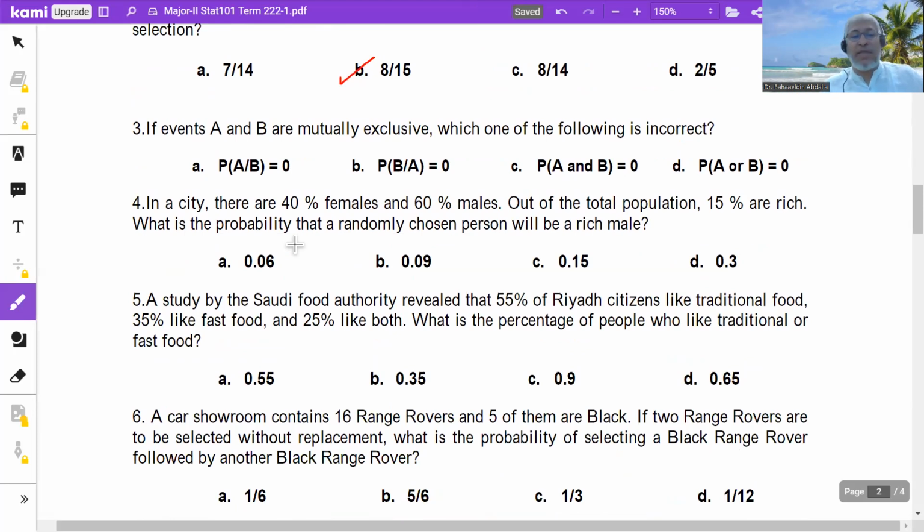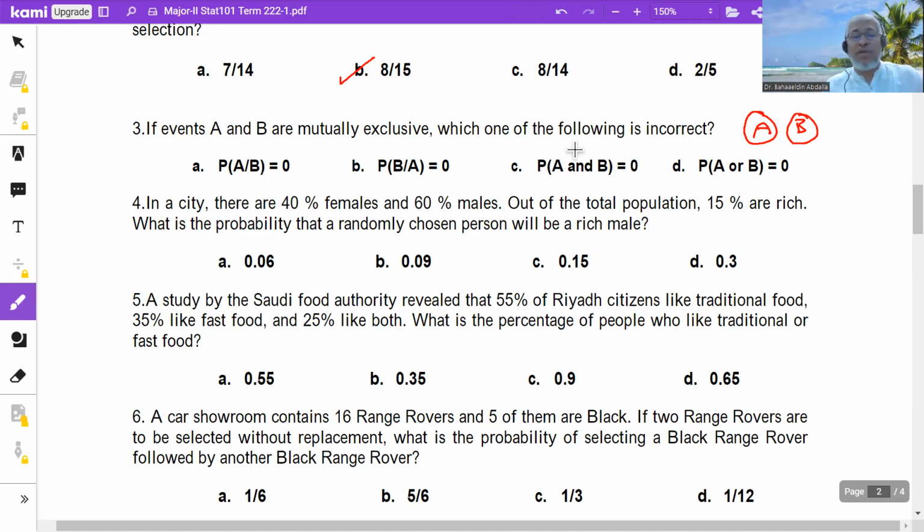If events A and B are mutually exclusive, well, mutually exclusive means like this. They have no intersection. So if this is A and this is B, probability of A intersection B would be 0. So C is correct. He says, which one of the following is incorrect?